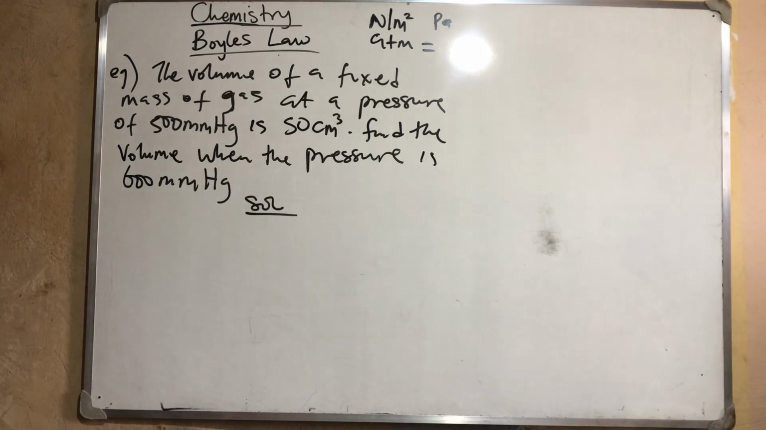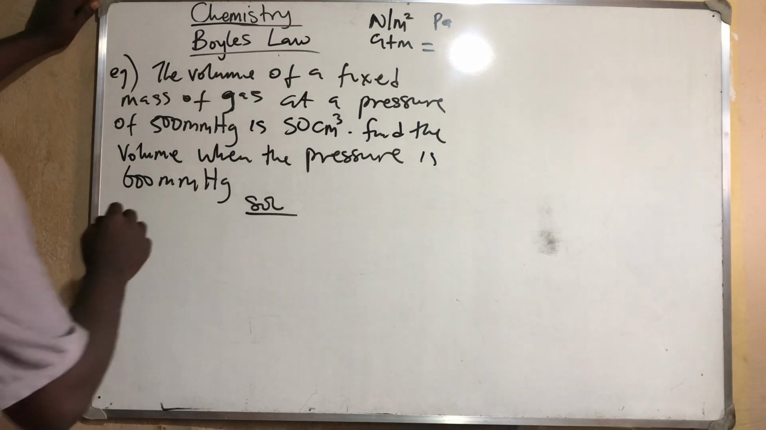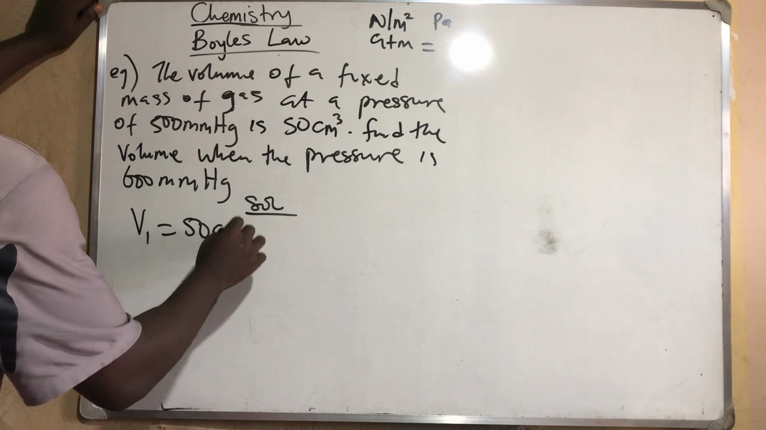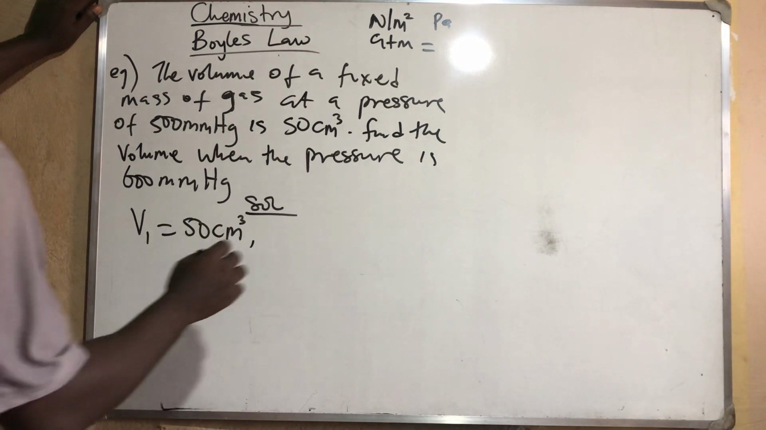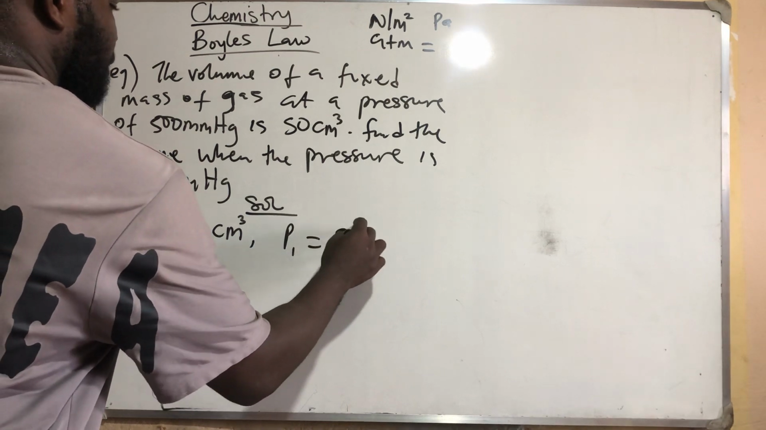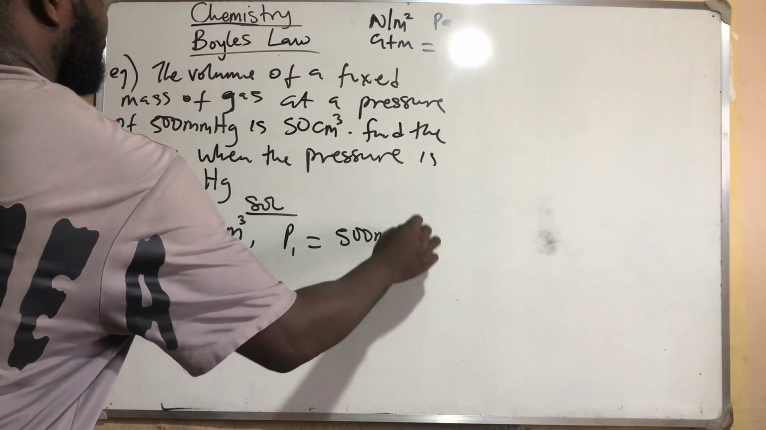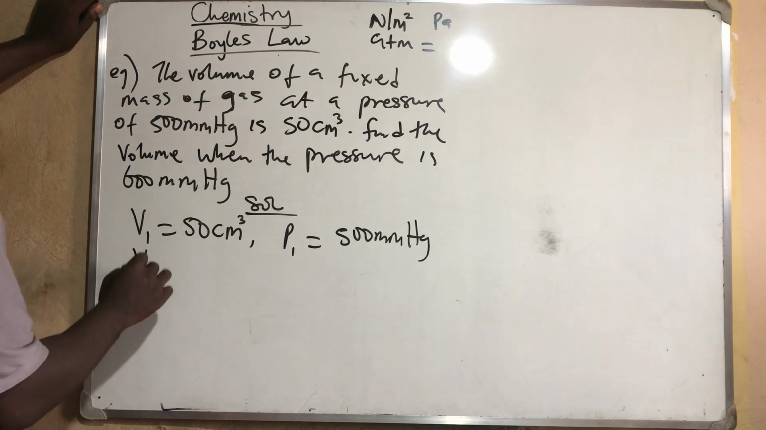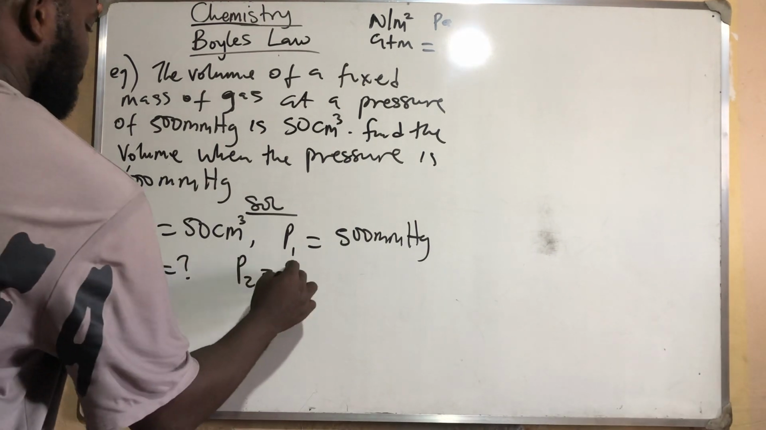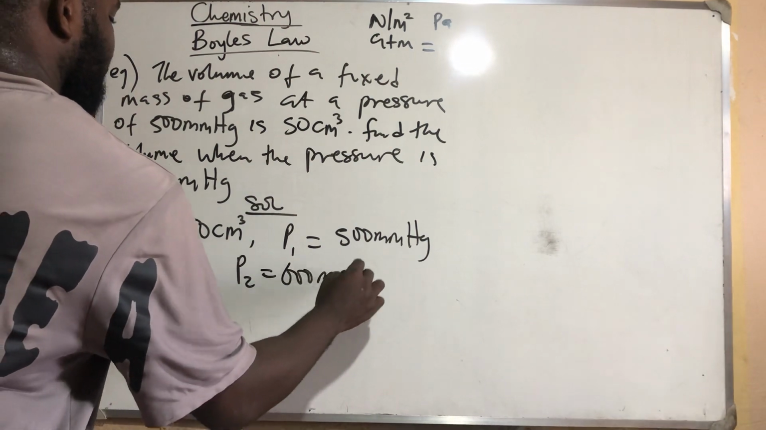Solution. This is very, very simple. You get your parameters. The first volume they gave us is 50 cm3. Then they gave us pressure. The first pressure they gave us is 500 millimeter mercury. And they say we should now find V2, the second volume, when P2 is equal to 600 millimeter mercury.